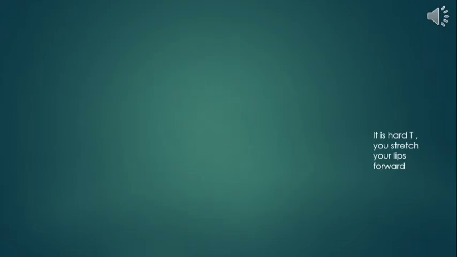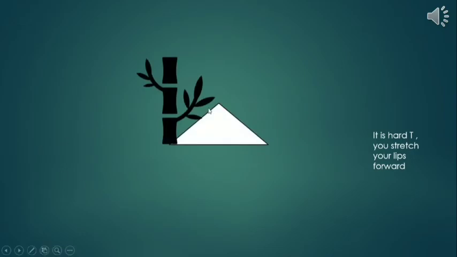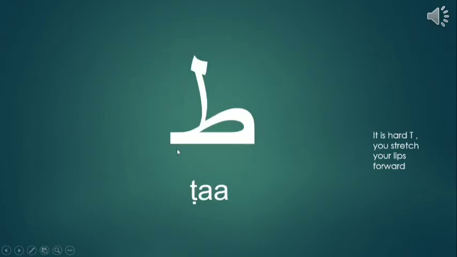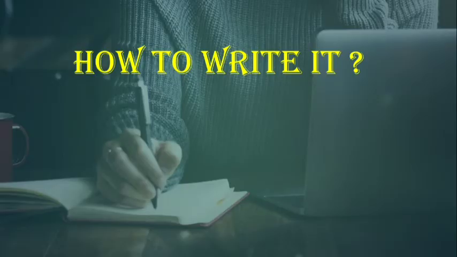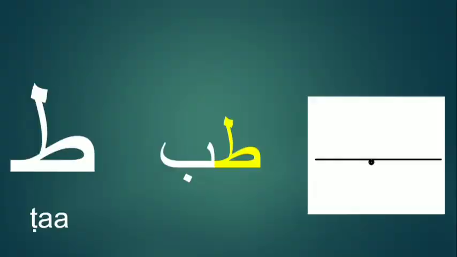It is a triangle and there is a stick on the left like this. See, like this. Okay, how can we write it? We write it like this video: a triangle and there is a stick on the left like this. So easy.